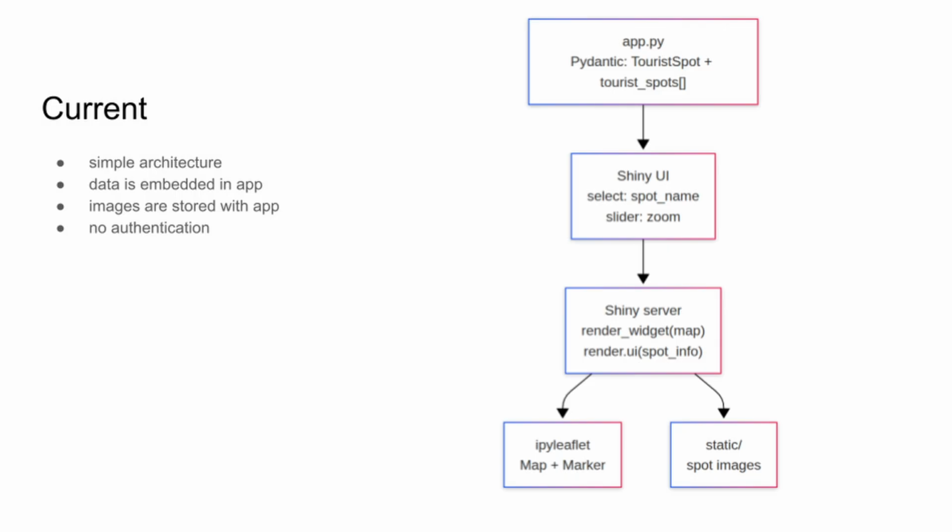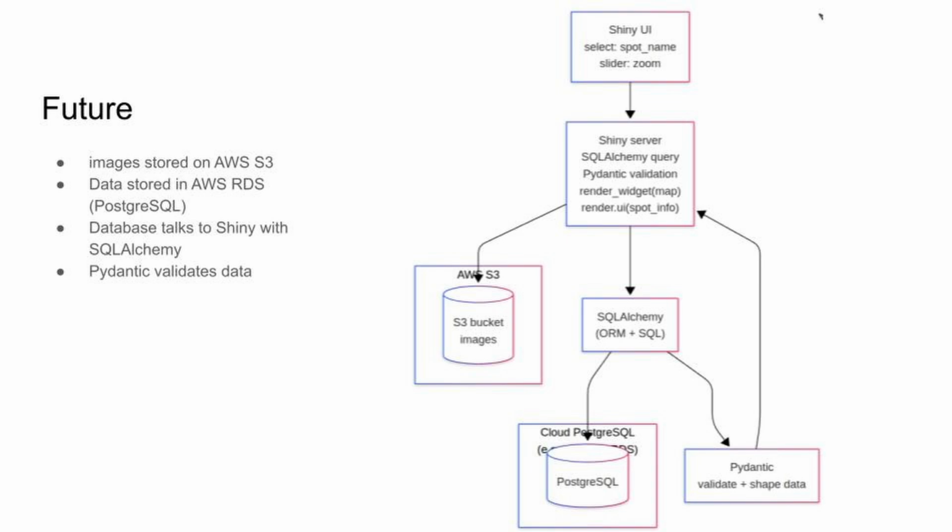In the current simple architecture, the data is embedded in the app. So that list of objects is the data, and the images, the actual files of the pictures, are stored in the static directory of the application. This also has no authentication. In the future, we can store the actual image files in something like S3, and in that case, images can be uploaded through the application and stored on the remote server.